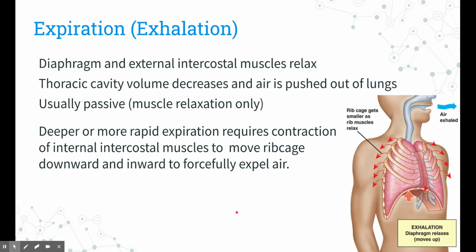If you need to breathe more deeply or more rapidly, then there are internal intercostal muscles that will move the rib cage downward and inward more forcefully to push excess air out.